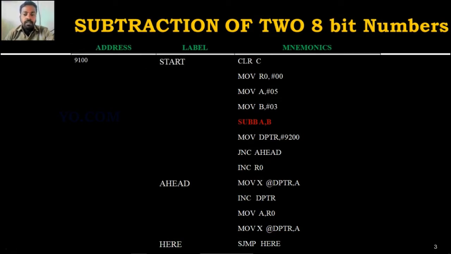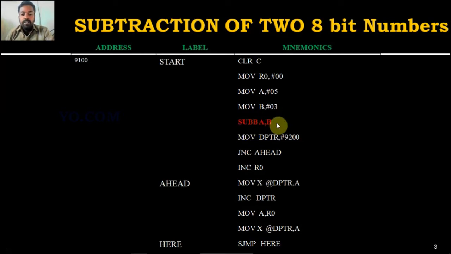Next one, the subtraction. Subtraction is also the same program. Addition and subtraction are both the same program. Instead of ADD A, B, here we use SUBB A, B, subtract with borrow. The remaining instructions are all the same as in the addition program. Here, jump no carry means that if a borrow is present we execute the increment, and if a borrow is not present we do not execute the increment and come directly to this instruction. So this is subtraction. Only one instruction is different, that is SUBB A, B.